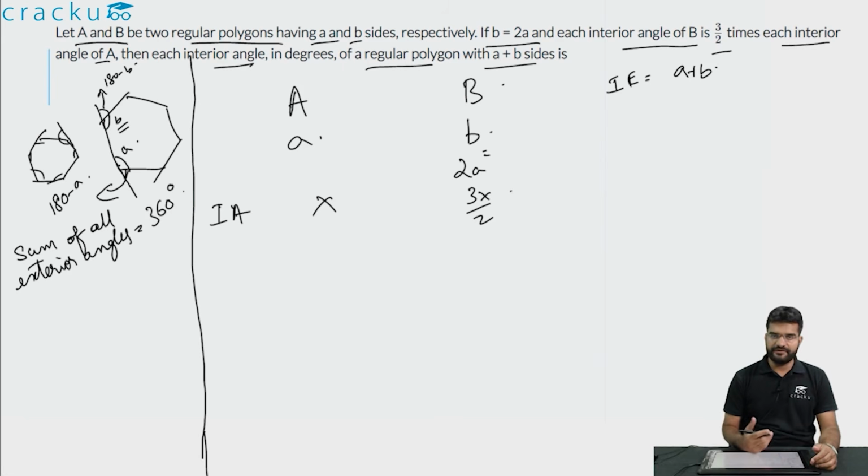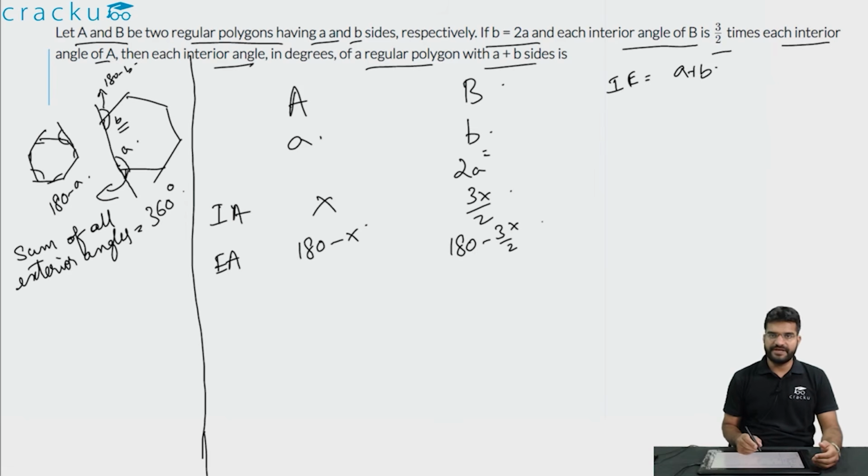So in this case, I'll first find out the exterior angles. The exterior angle of A will equal 180 minus x, because all the interior angles equal x, so all the exterior angles will equal 180 minus x. And all the exterior angles of B will equal 180 minus 3x by 2.